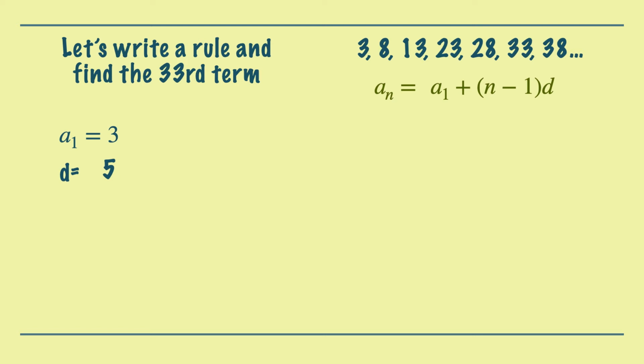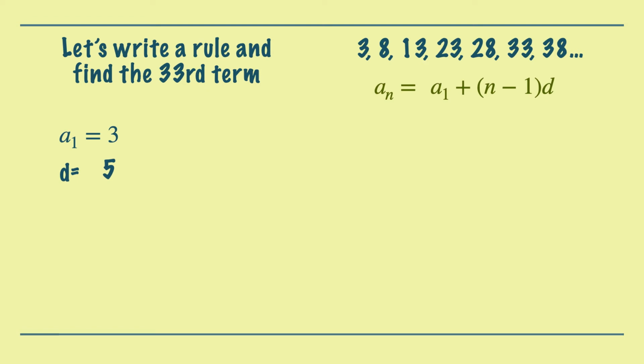All right, and the common difference, how did I get from 3 to 8? I added 5. From 8 to 13, I added 5. From 13 to 23, I added 5. Just keep double checking to make sure that you can get from one term to the next by adding 5. And yes, you can.